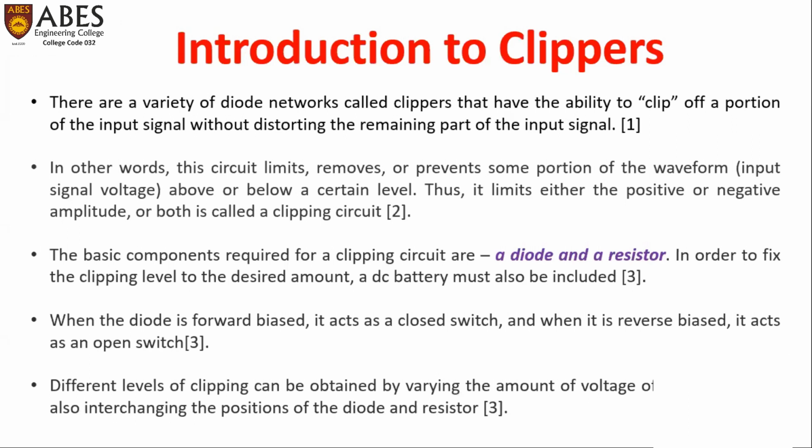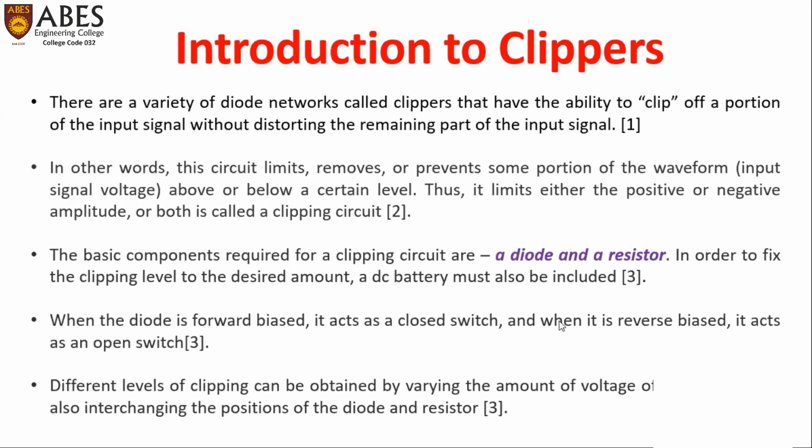Clippers are basically used to clip off either the complete positive half cycle, the complete negative half cycle, or a portion of it. Or we can also say it limits either the positive or negative amplitude of the given voltage. The basic clipping circuits employ a diode and a resistor.